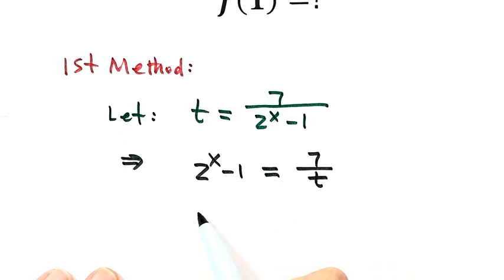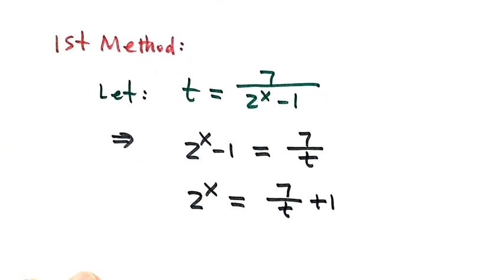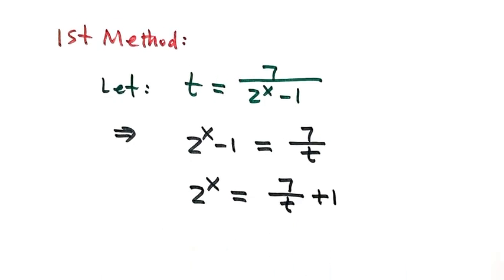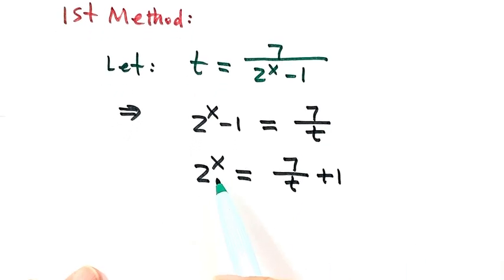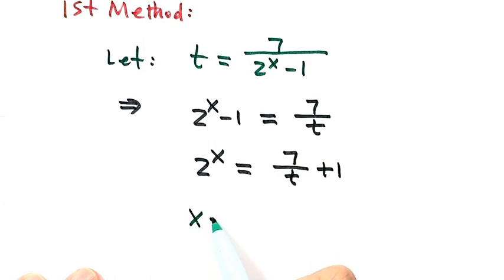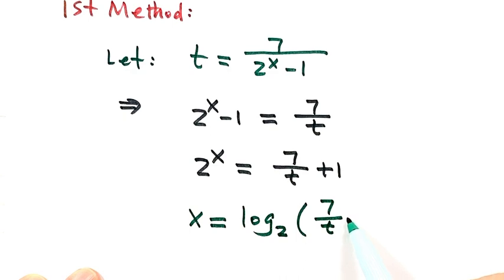Move negative 1 to the right hand side. Then we have here 7 over t plus 1. Because we want to solve for x, then converting the exponential form to logarithmic form. So then here the exponent x, then here log base 2, then the whole thing put inside: 7 over t, then plus 1.